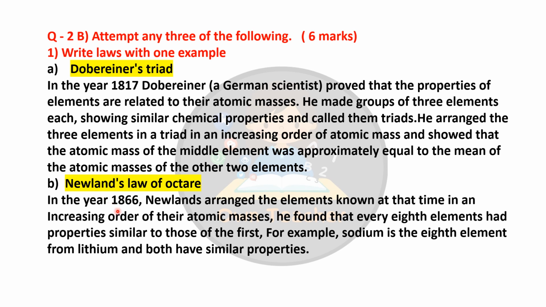B. Newlands' law of octaves. In the year 1866, Newlands arranged the elements known at that time in an increasing order of their atomic masses. He found that every 8th element had properties similar to those of the first. For example, sodium is the 8th element from lithium, and both have similar properties.